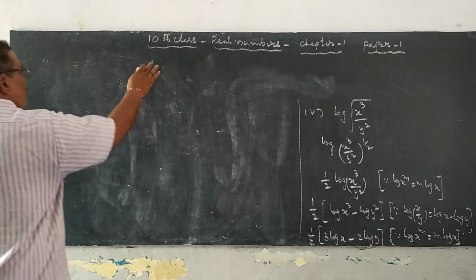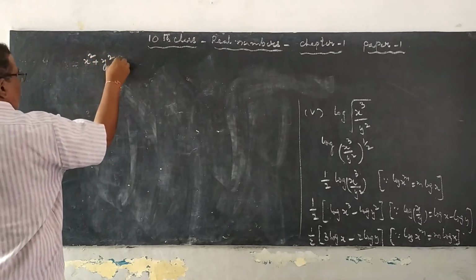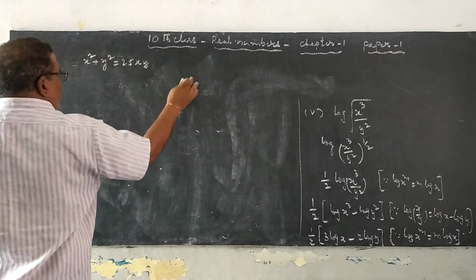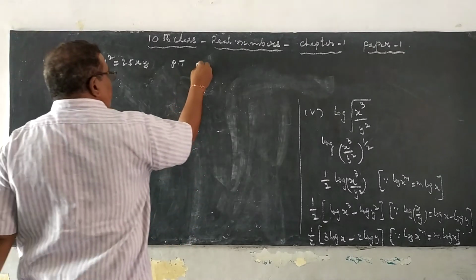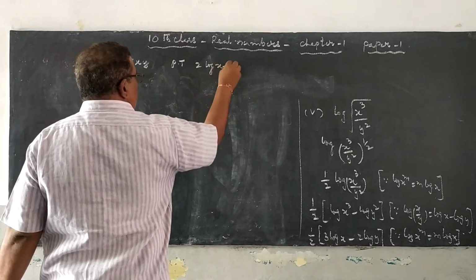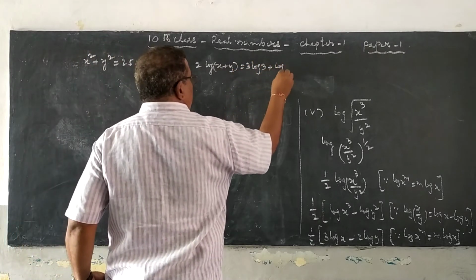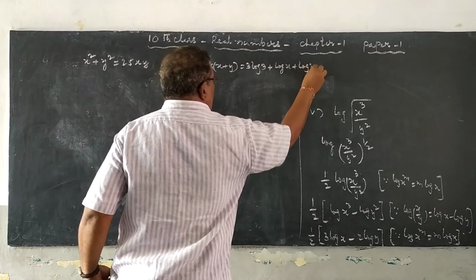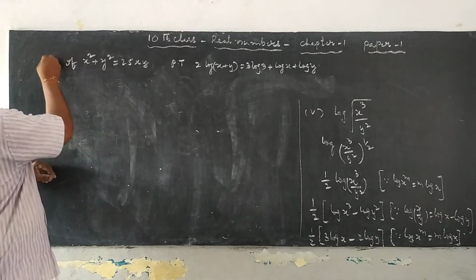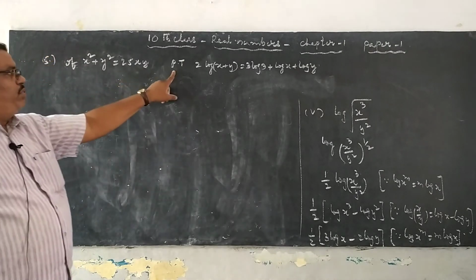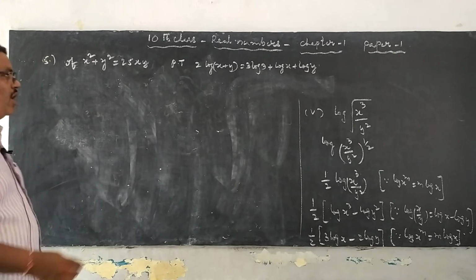x square plus y square equal to 25xy. If x square plus y square equal to 25xy, then prove that 2 log x plus y is equal to 3 log 3 plus log x plus log y. One of the important questions for 2 marks. How we have to do this one?